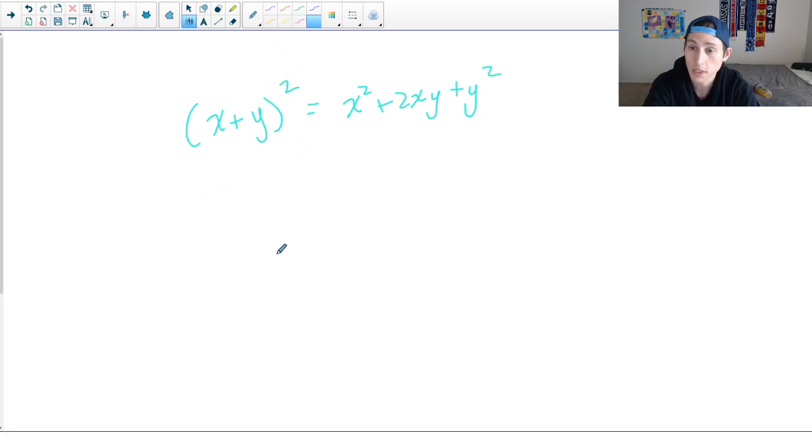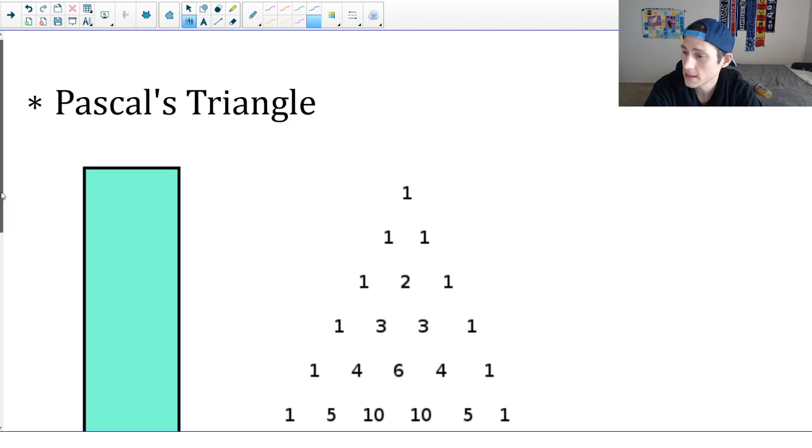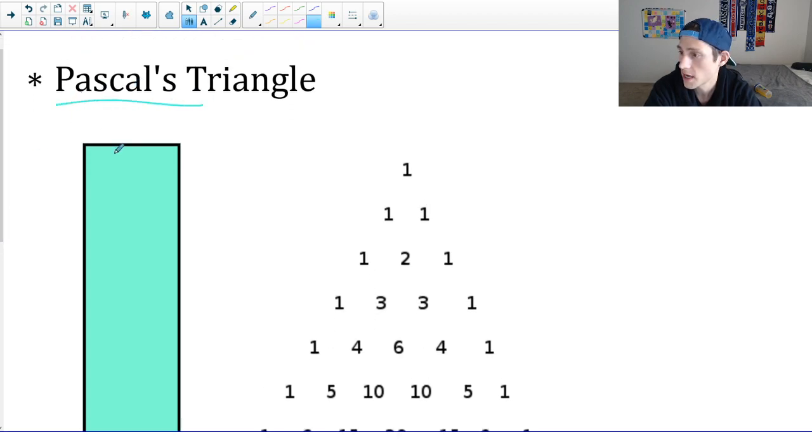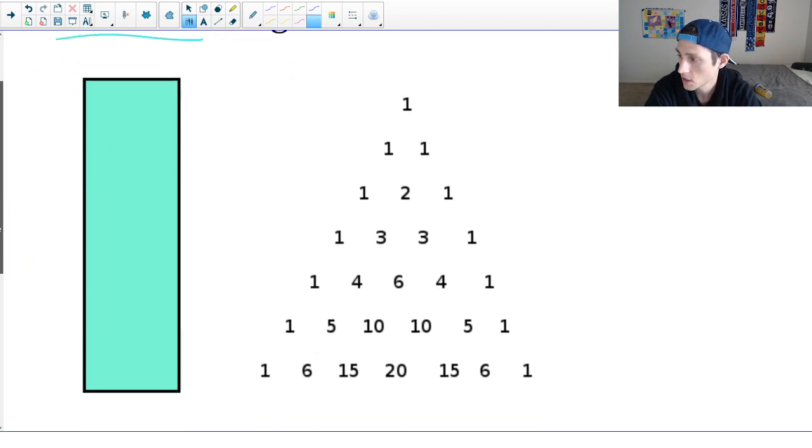But what about if I don't have squared? What if I had x plus y cubed, or to the 4th, or to the 5th power, or to the 6th power? And if I didn't want to sit there and do all that multiplication out by hand, is there a better way to know if I multiplied all this stuff out what I would get? And there definitely is a better way. So one of those ways is by looking at what's called Pascal's triangle. Wonderful guy named Pascal came up with this great triangle.